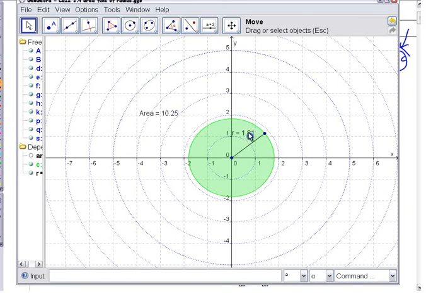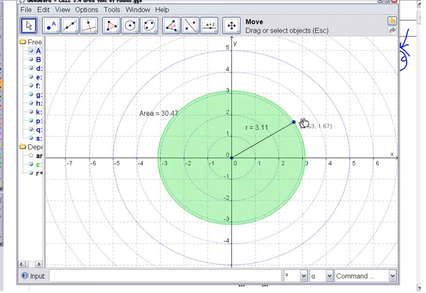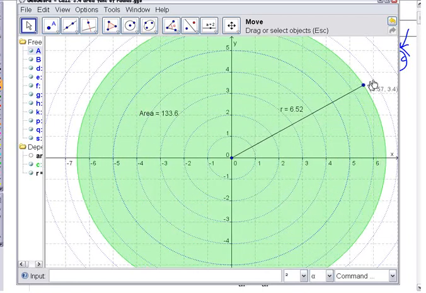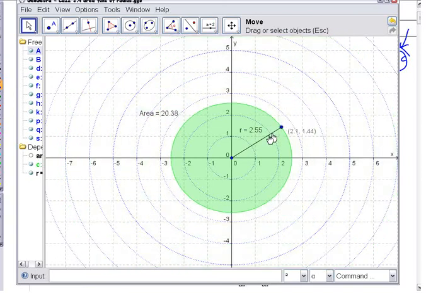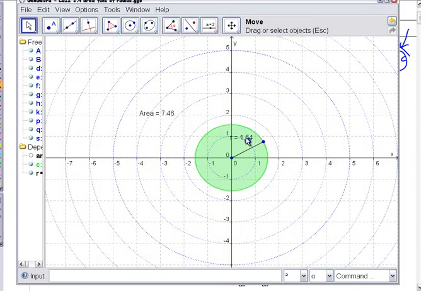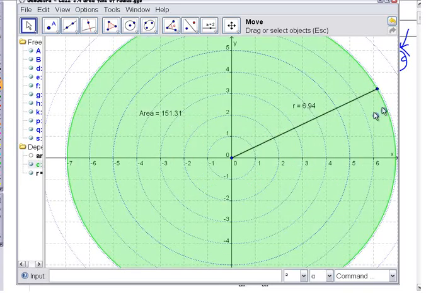The rate that the radius is changing, if I go really slow, the radius is changing really slow. The area is also changing really slow, right? If I change the radius really fast, how does that affect how fast the area is changing? Faster, right? I mean, obviously they're related to each other. If you change the radius fast, area changes fast. If you change the radius slow, area changes slow.